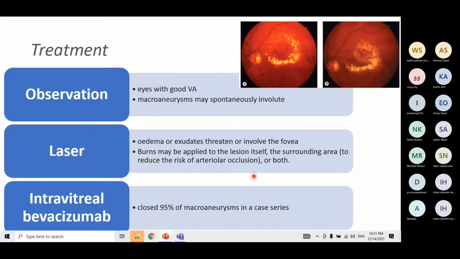The treatment, if it's causing leakage, thickening, and hard exudate, you may want to treat it with laser. Usually the treatment is not to the macroaneurysm itself. Usually you aim to treat the retina around it, aiming at accelerating the spontaneous involution and thrombosis of the macroaneurysm. Because treating the macroaneurysm directly with laser increases the risk of bleeding. You don't want to do that. Okay? Intravitreal injection was found useful in a case series, but still there is no agreement about that.